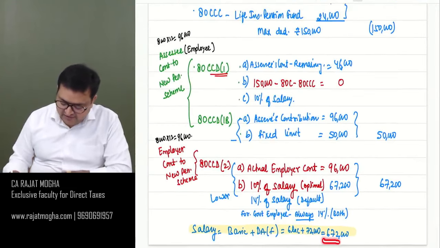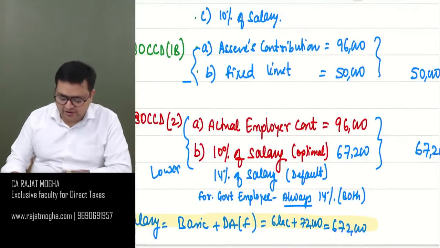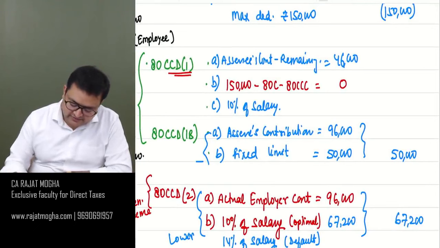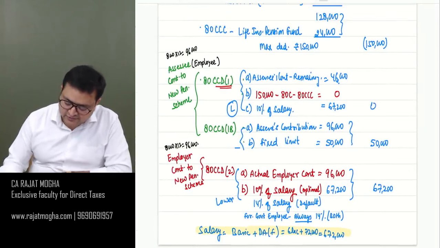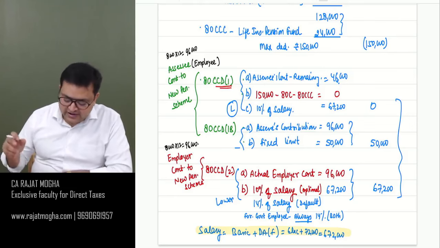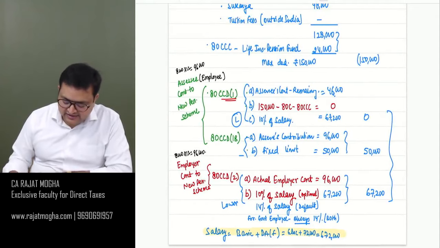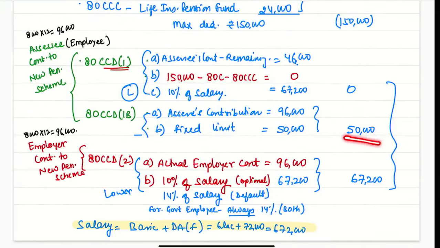So 10% of the salary we have already computed. 6,72,000 was the salary. 10% is 67,200. Now, whichever is lower, 46,000, 0, 67,200, whichever is lower, 0. So this is the total deduction under 80CCD. Correct, Shavina? 0. So this is the total deduction under 80CCD: CCD1 zero, CCD1B 50,000, and CCD2 67,200.